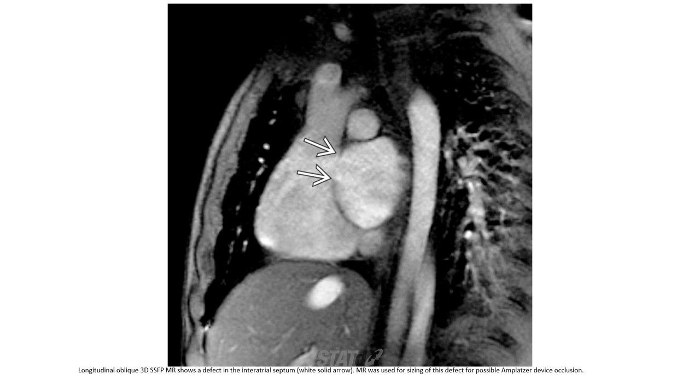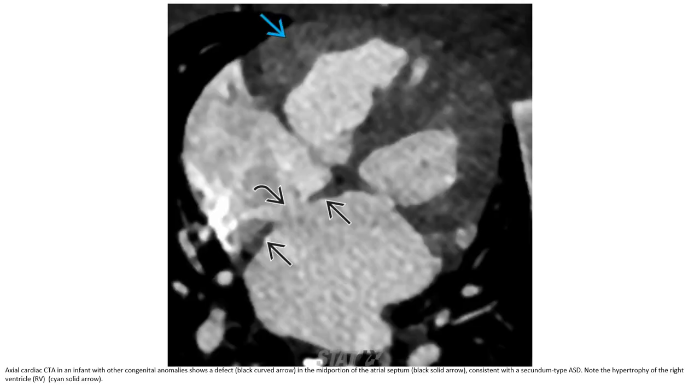CT and MR show a defect in the atrial septum, which was used for sizing of this defect for possible device occlusion. Cardiac CTA in an infant with other congenital anomalies shows a defect in the mid portion of the atrial septum consistent with a secundum type ASD. Note the hypertrophy of the right ventricle.